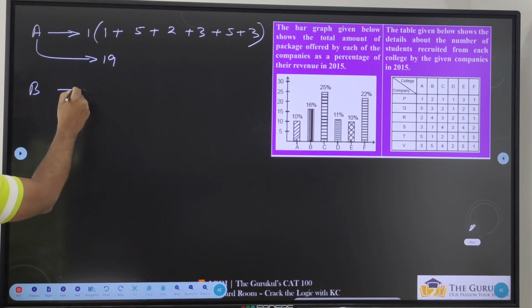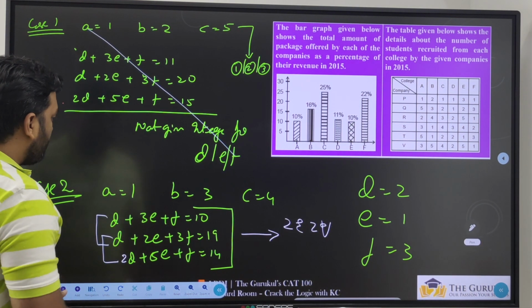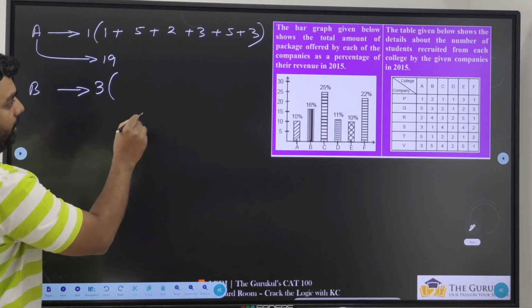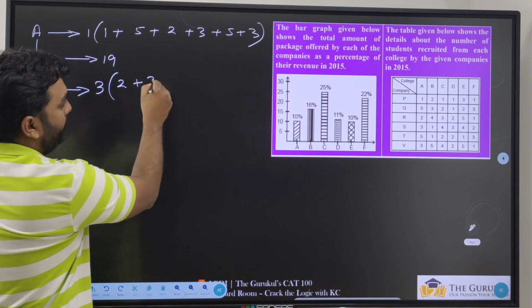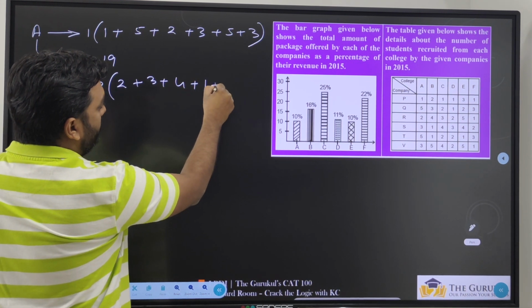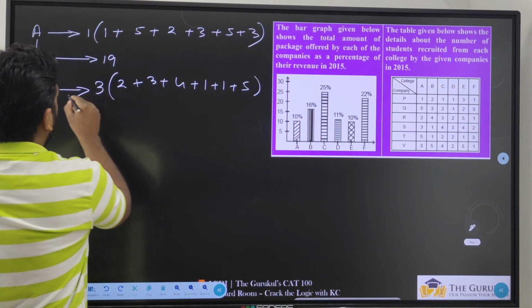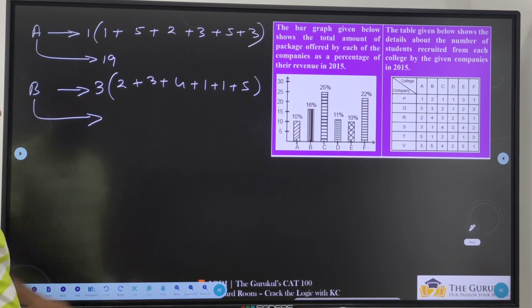Same way, B spent how much? B is having 3 lakh in every company. What are the employees? 2 plus 3 plus 4 plus 1 plus 1 plus 5. This will be equal to the total amount spent.